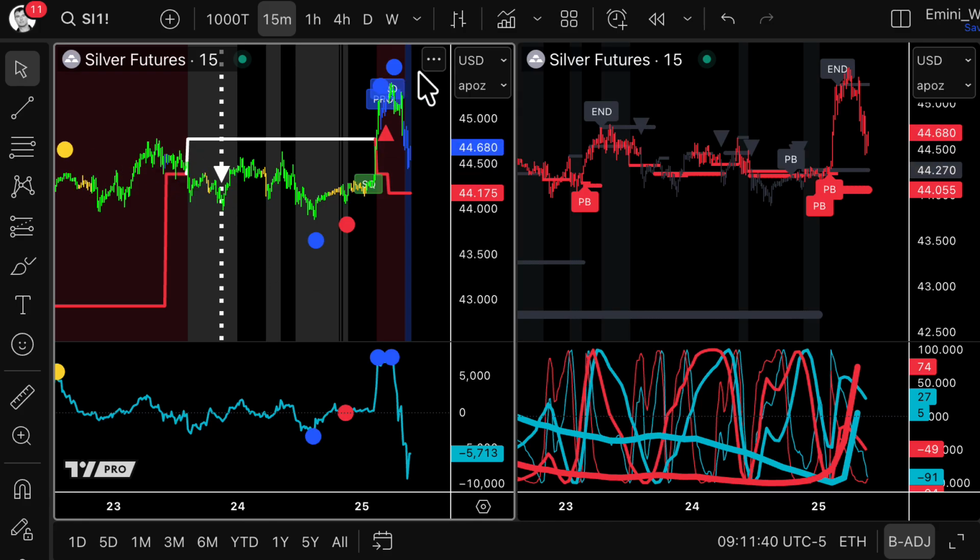We're waiting for this. We had exhaustion sell. We bounced off that and we came into exhaustion buy, and now it's failing at that point on silver.